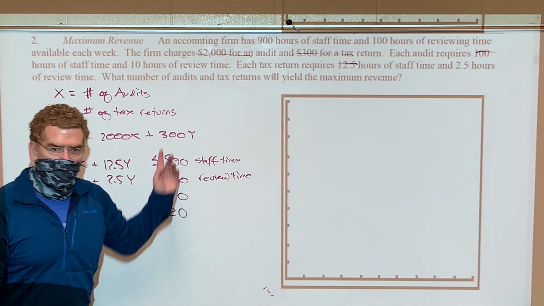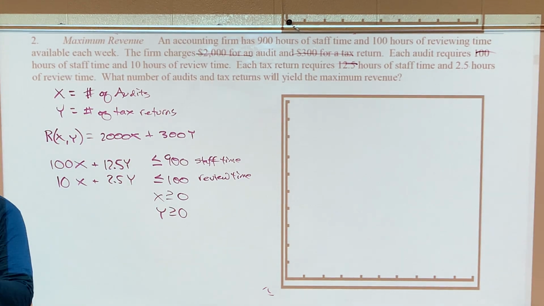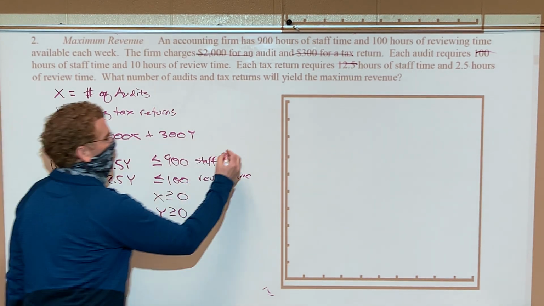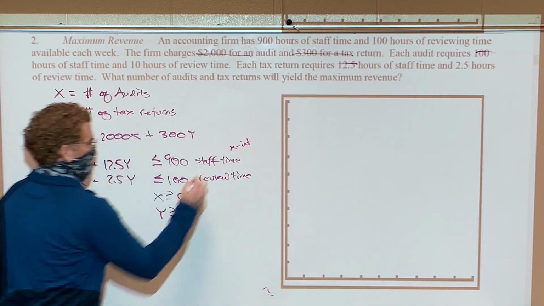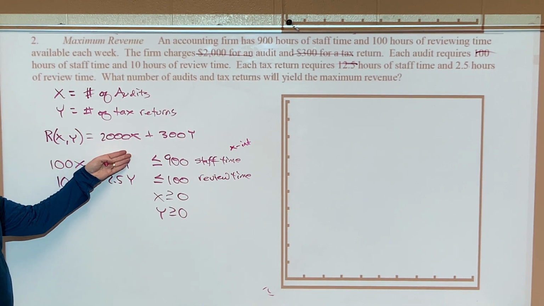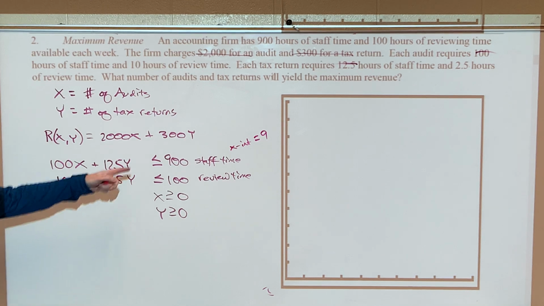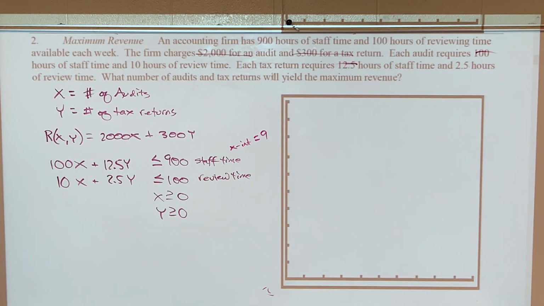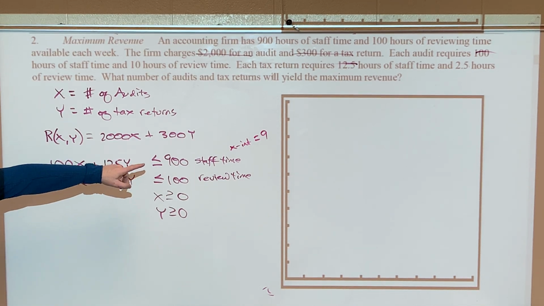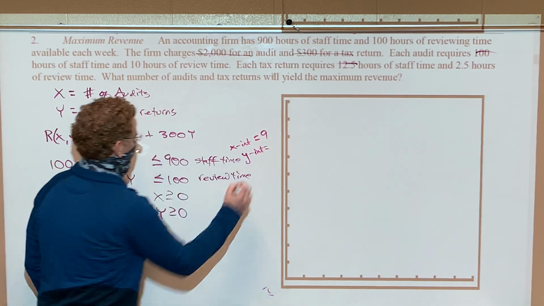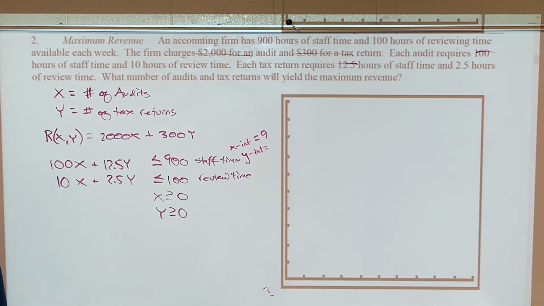Now, how are you going to label these? It might be a good idea to understand what your X and Y intercepts are. So, on these, it's a little trickier. On your X intercept, that's when Y is 0, 900 divided by 100. That's going to be intersecting at 9. So 9, 0. And then the Y, 900 divided by 12.5 is 72.